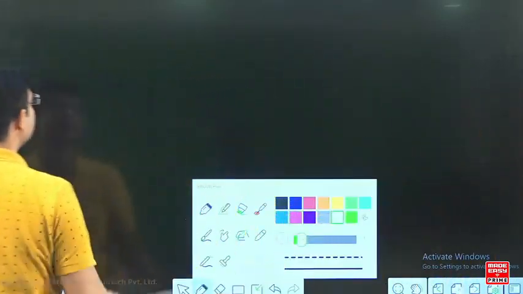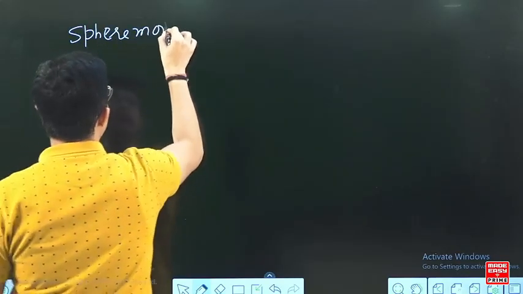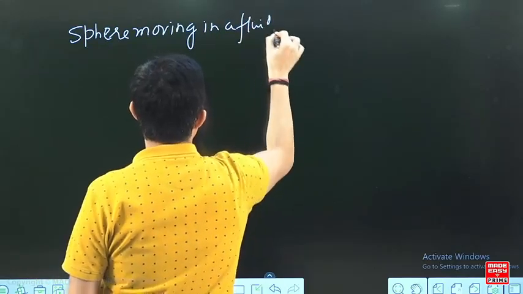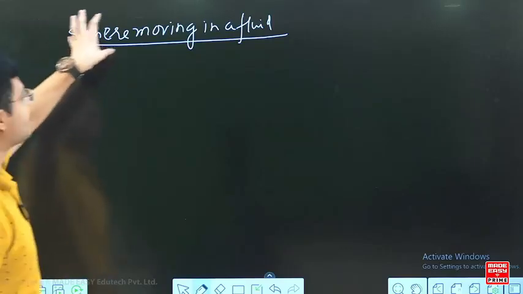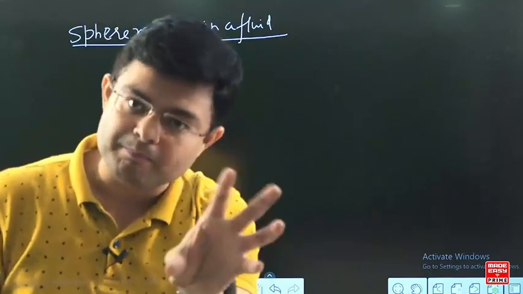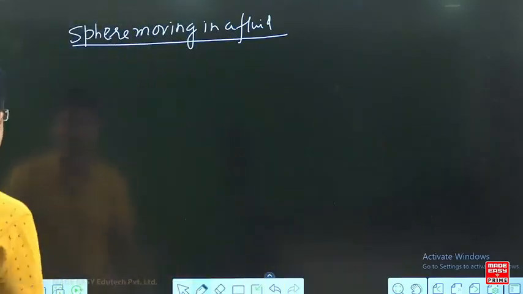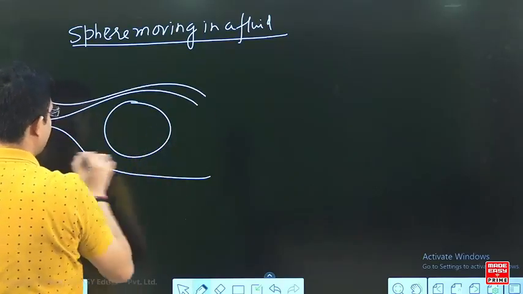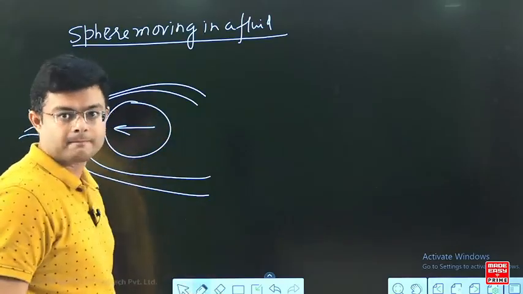Look here. There is another very important case. Sphere moving in a fluid. Please look at the heading. This is not a sphere which is rotating in a fluid. This is just simply a sphere which is moving in a fluid without rotation. So for example, if this is a sphere, and let us say this sphere is just moving in a fluid without rotation.